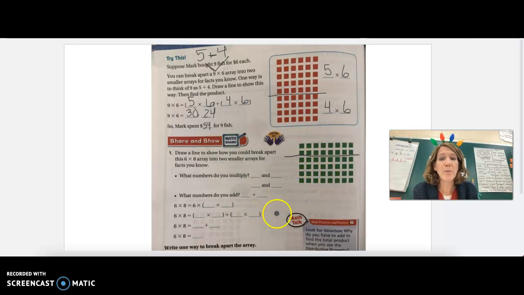Okay? You decide how you want to break it, and then show how you are going to distribute the numbers and come up with your total product. Okay? Just this one. And then tomorrow we'll keep working. Good job, everybody.